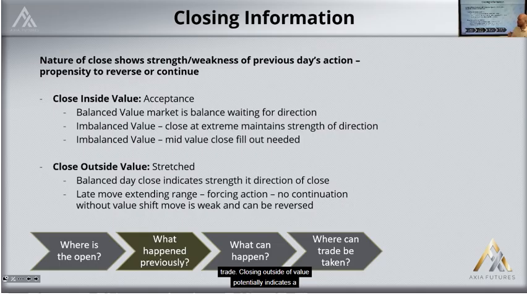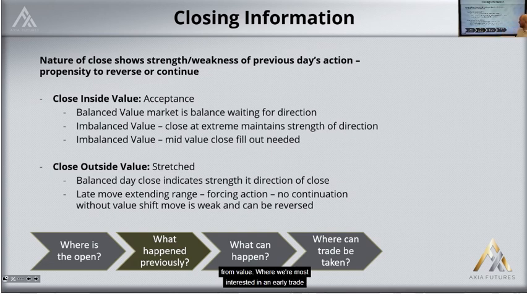Closing outside of value potentially indicates a stretched market. Now, if you have a balanced neutral day and it closes outside of value, this is a neutral extreme, and that gives you a directional bias. Likewise, if you have a double distribution that hasn't moved value up, let's say with the distribution higher, that can still imply continuation with a close at the extreme, even though it may well be a long way from value.